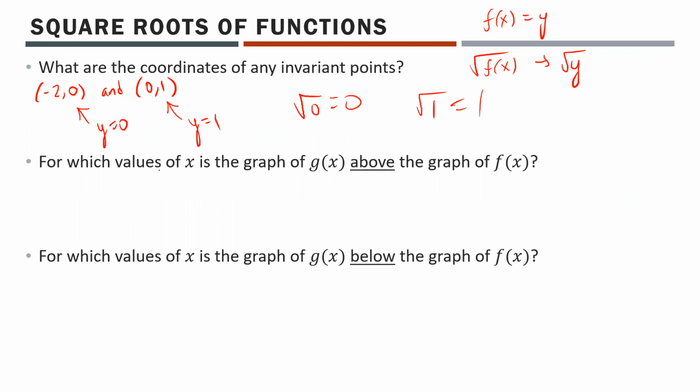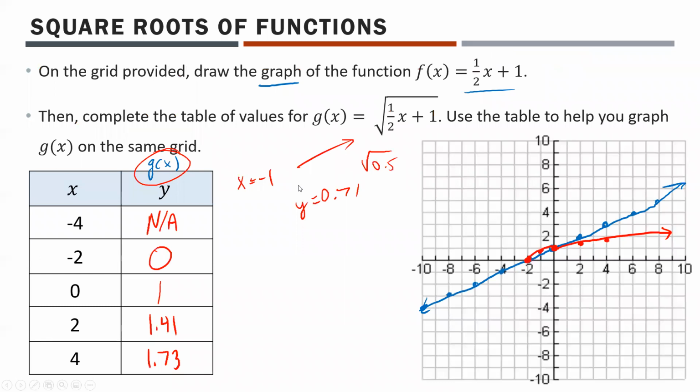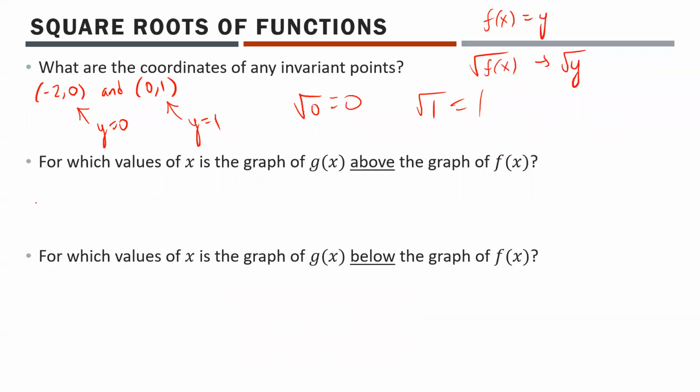For which values of x is the graph of g of x above the graph of f? Well, if we look, the values of x would be between -2 and 0. So I'll even just write that in words. Between x is -2 and x is 0. Now these x values, it's just a coincidence.